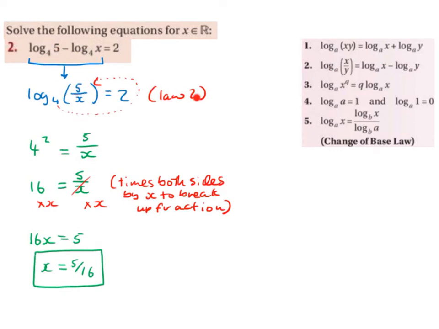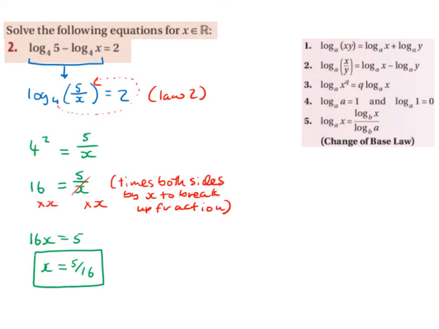So using law 2. Next we are going to use our scorpion tail method to rewrite our log as an indice. So 4 to the power of 2 is going to give us 5 over x. So we start at the base, which is 4. We wrap our scorpion tail around the 2 past the equal sign and end up at the 5 over x. So 4 to the power of 2 is going to equal 5 over x.